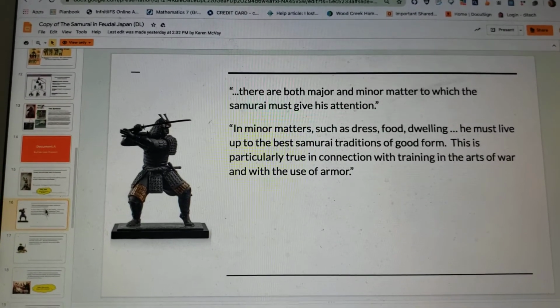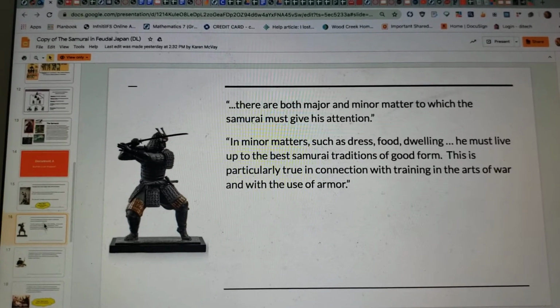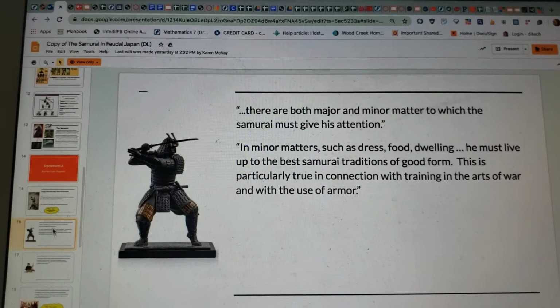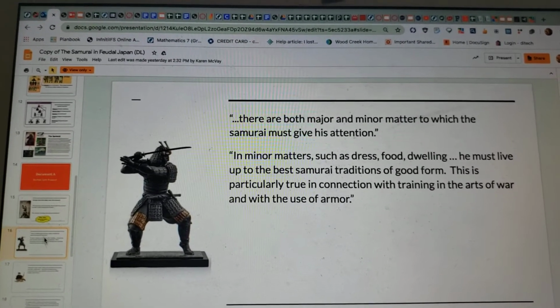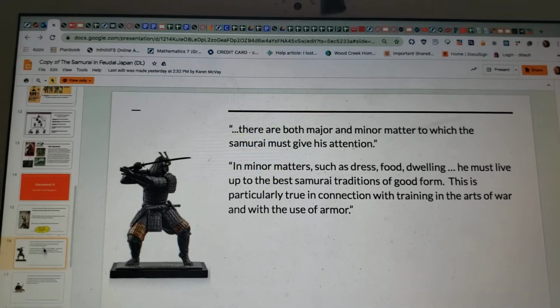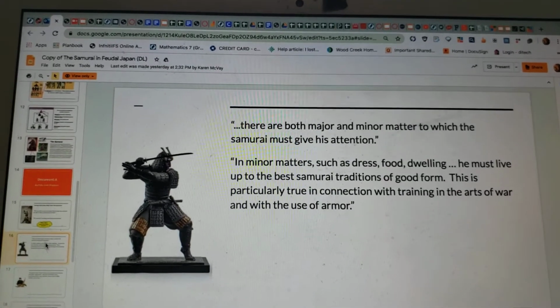Slide 16, here's another quote. There are both major and minor matters to which the samurai must give his attention. And a second quote, in minor matters, such as dress, food, dwelling, he must live up to the best samurai traditions of good form. This is particularly true in connection with the training in the arts of war and with the use of armor.